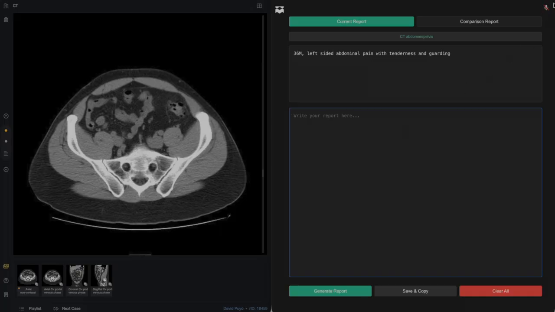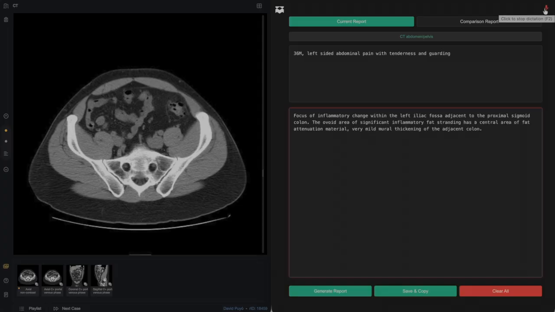Let's try out this dictation feature to quickly put together a report. Focus of inflammatory change within the left iliac fossa adjacent to the proximal sigmoid colon. The ovoid area of significant inflammatory fat stranding has a central area of fat attenuation material. Very mild mural thickening of the adjacent colon. No intraperitoneal free gas or fluid to suggest perforation. The scan is otherwise normal.